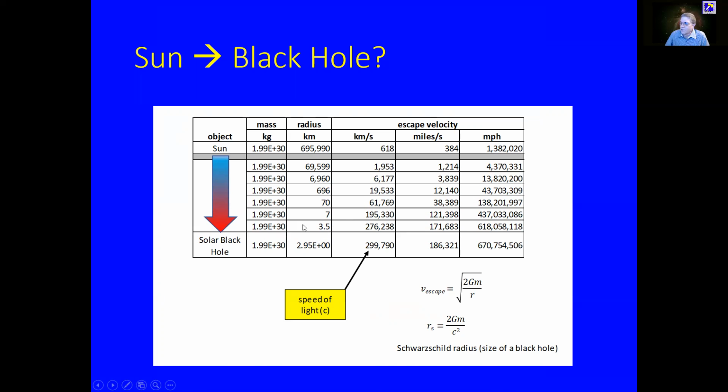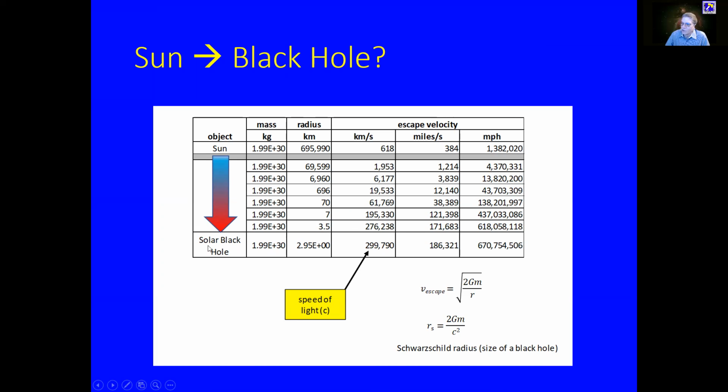Now, if we cut it in half, you can see we're approaching the speed of light. The speed of light is actually, as we said, almost 300,000 kilometers per second. But if we could crunch it down to something slightly less than 3 kilometers in radius, we would indeed have an escape velocity equal to the velocity of light. And were that to happen, we would have a black hole.